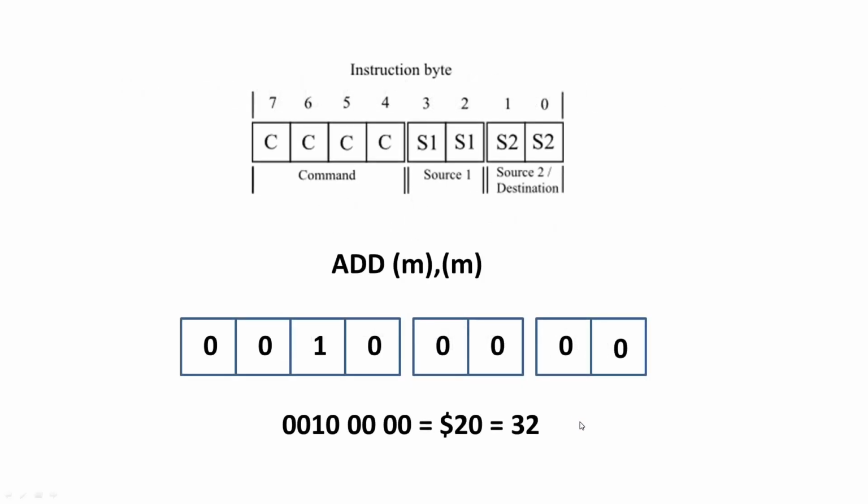So here's the command. We've got the same add command, but now we've got addressing mode 0 for the source and addressing mode 0 for the second source and destination. So the actual byte will be a hex 20 or the number 32 in decimal.